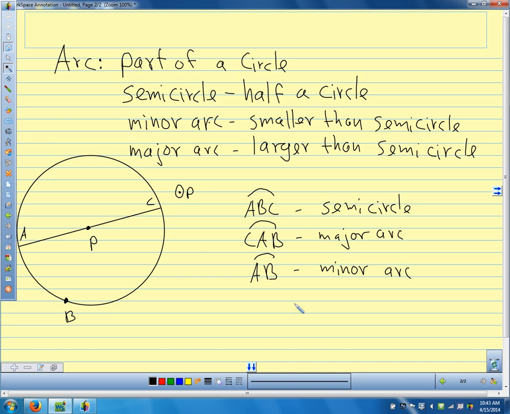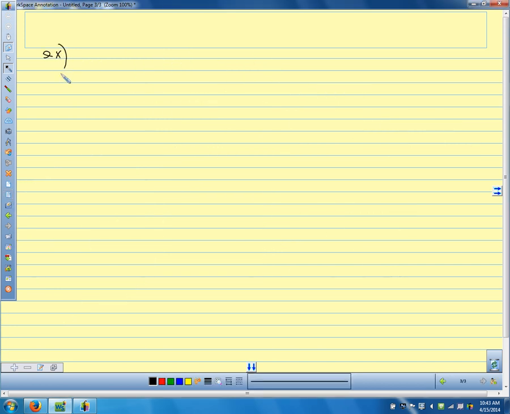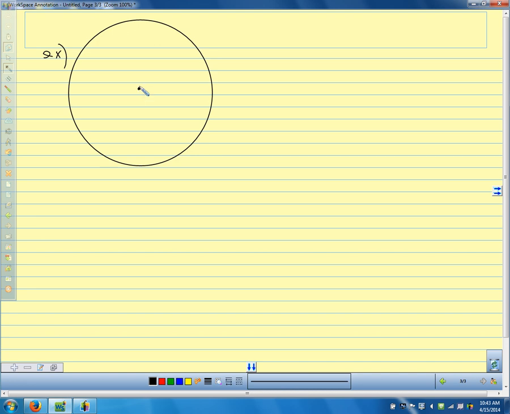So I want to draw a picture, and we'll practice naming some arcs, whether they're a semicircle, a major arc, or a minor arc. All right, so let's look at an example. So here is my circle. I'm going to draw a couple of segments. Let me put my center in here. All right, and what's that segment again? Diameter. Another diameter. I'm going to label some points.